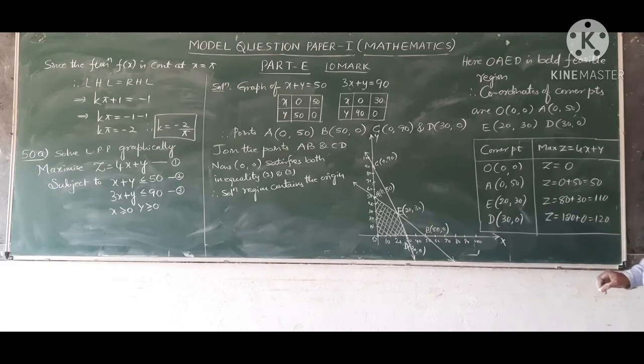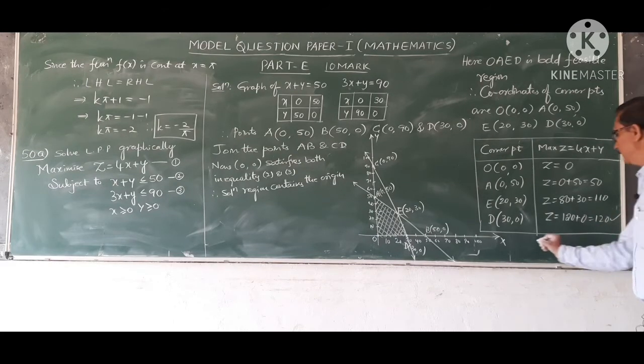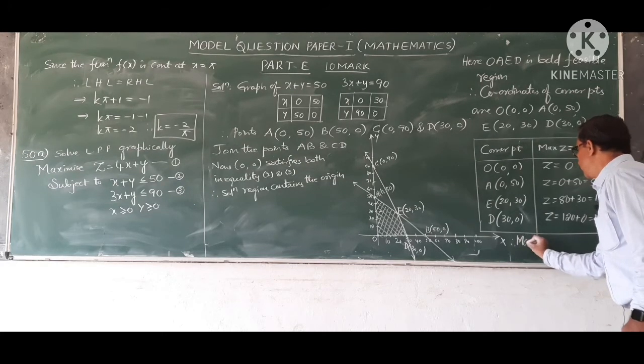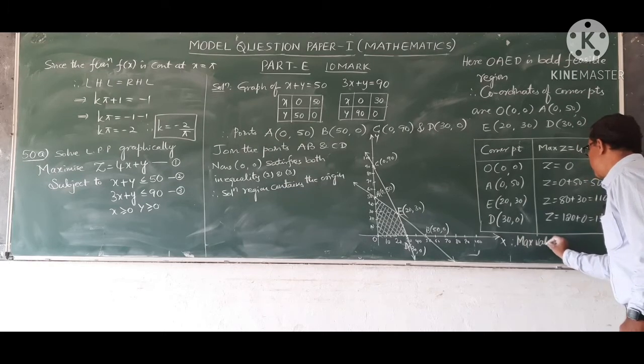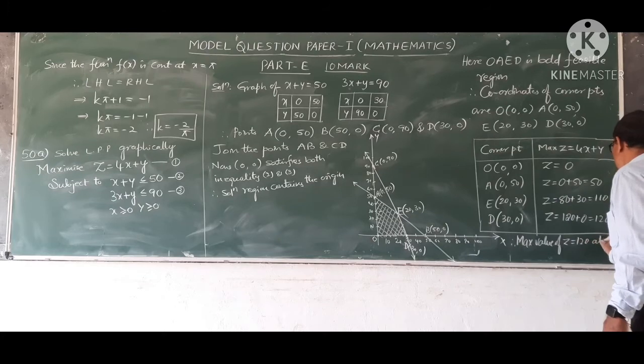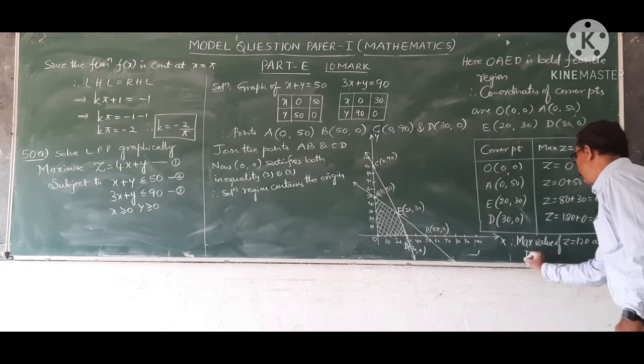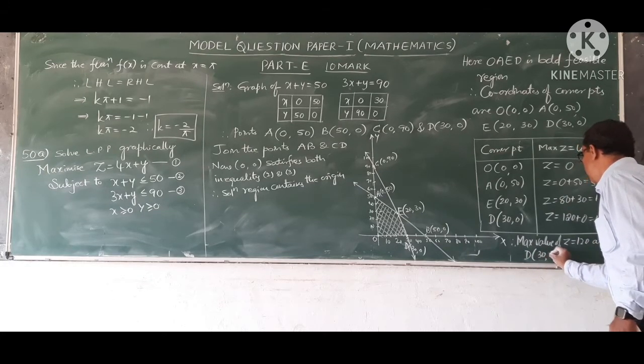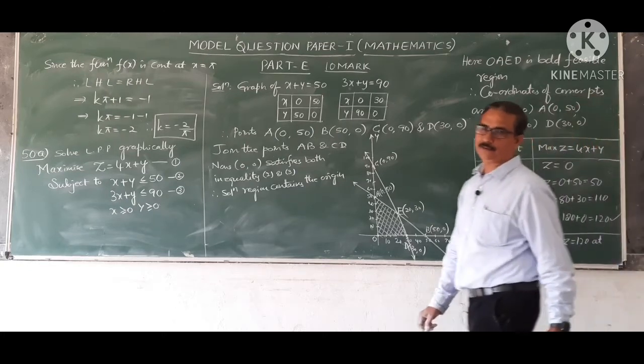Among those, which one is maximum? 120. Therefore the maximum value of z is equal to 120 at the corner point D, the point 30, 0.